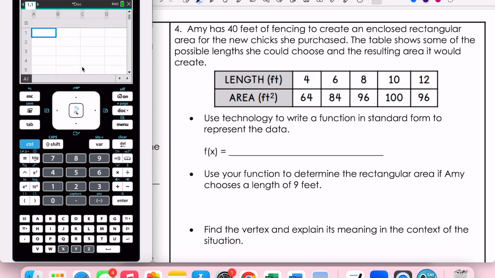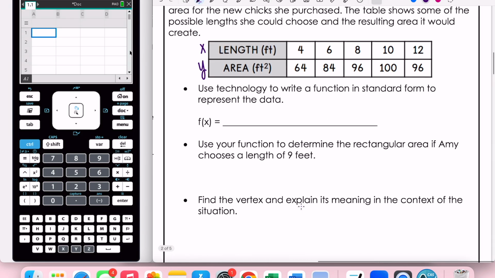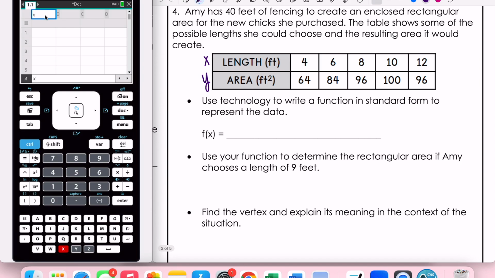I am opening up a list in spreadsheets window. Now, remember, top row are your X's, bottom row are your Y's. So, we are going into list in spreadsheets, and we are going up to cell A, and we are going to type in X. Then we are going over to B, and we are going to type in Y. From here, we are entering in our data.